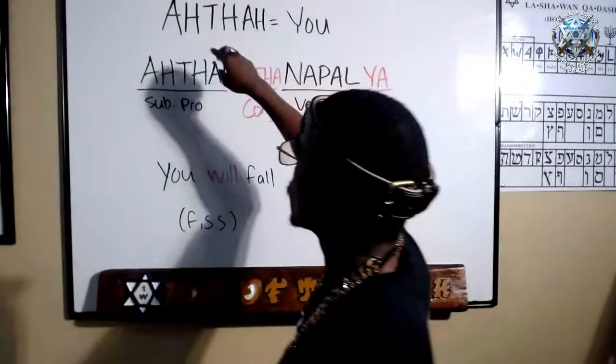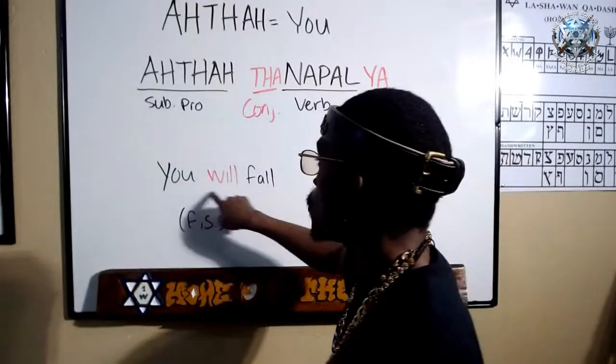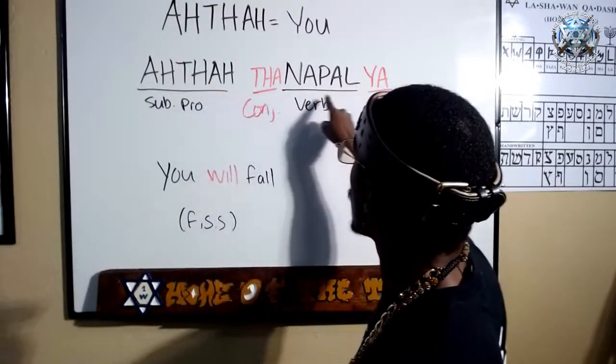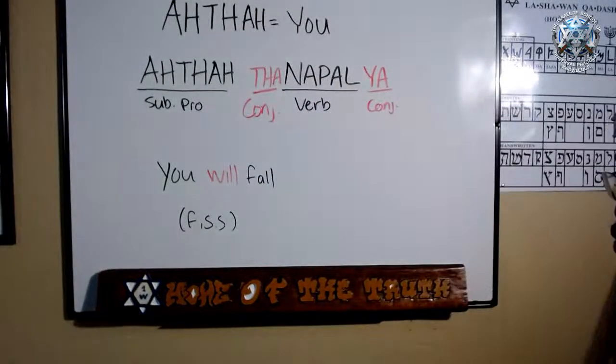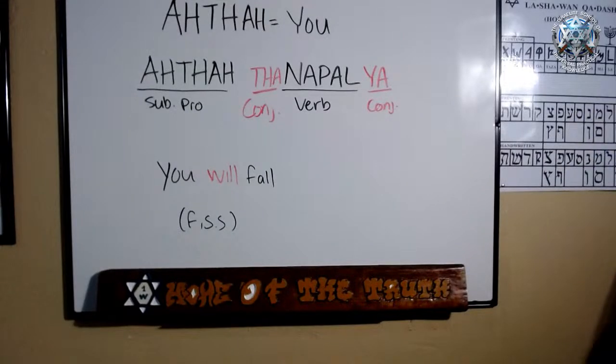So for masculine, for talking to a man, you would say "tha napal," which is you will fall. But talking to a woman, you will say "tha napal ya," which is you will fall, speaking to a woman. Okay? Everybody write that down real quick.